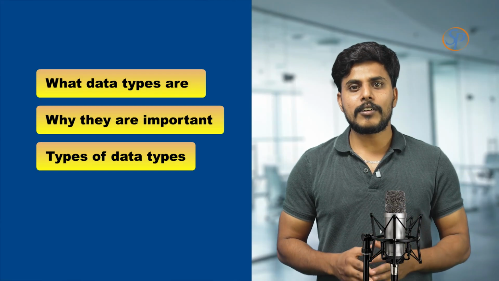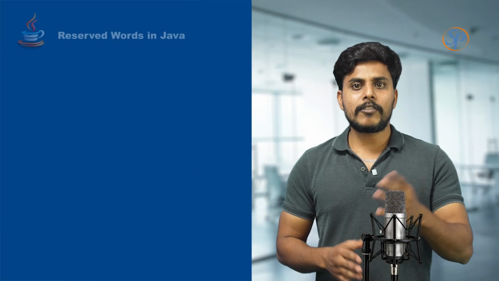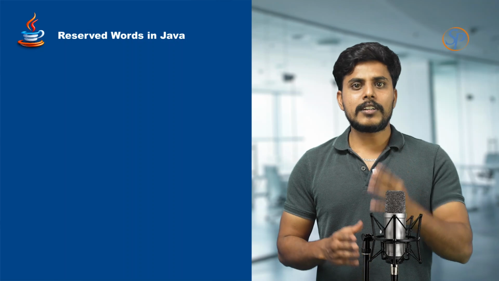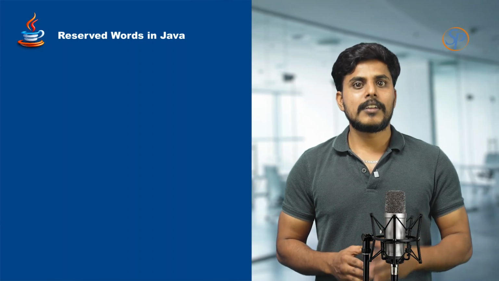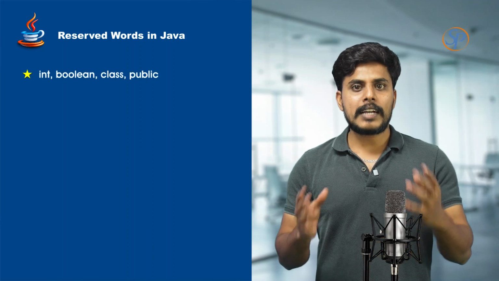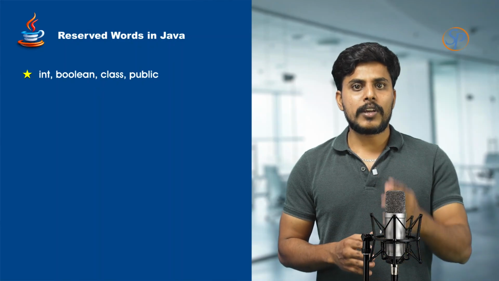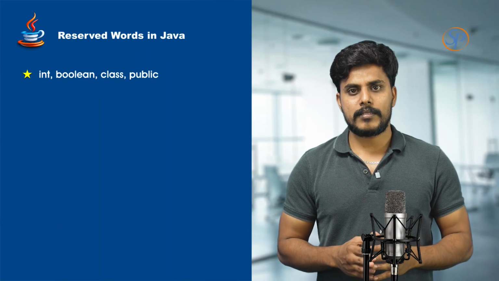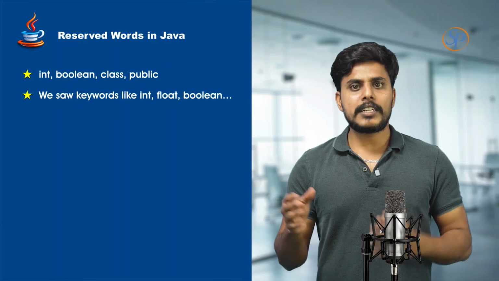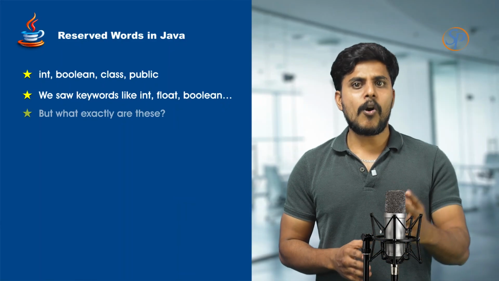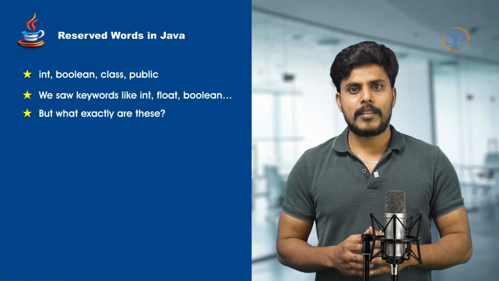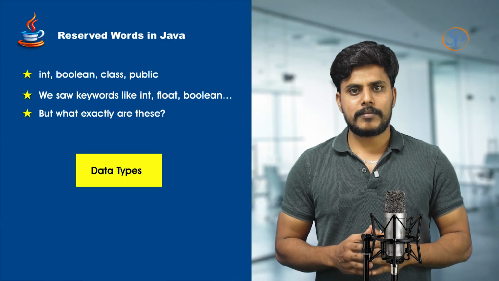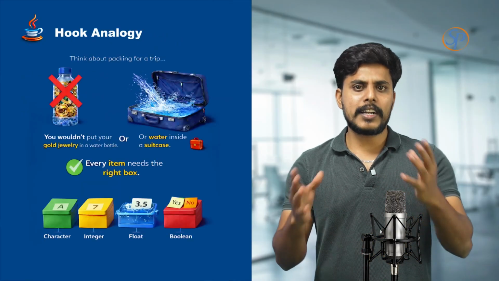In the previous video, we learned about reserved words in Java. Reserved words are predefined keywords like int, boolean, class, public. Now here is an important question. We saw keywords like int, float, boolean, but what exactly are these? These are data types.